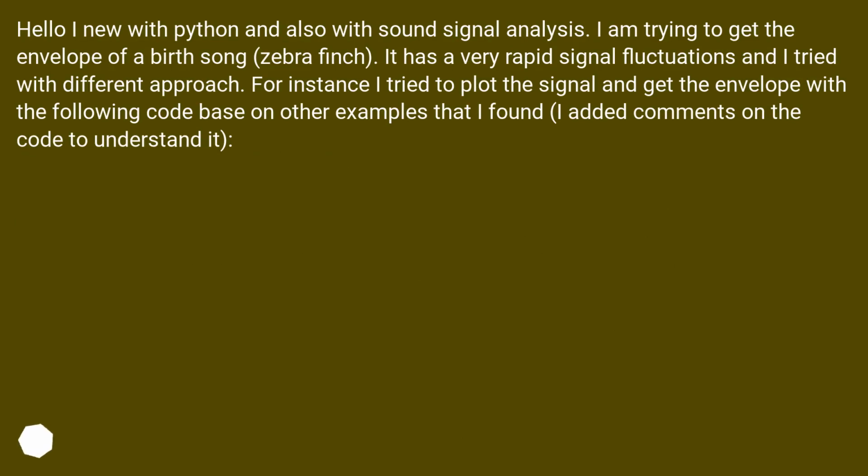Hello, I'm new with Python and also with sound signal analysis. I am trying to get the envelope of a bird song, zebra finch. It has very rapid signal fluctuations and I tried different approaches. For instance, I tried to plot the signal and get the envelope with the following code based on other examples that I found. I added comments on the code to understand it.